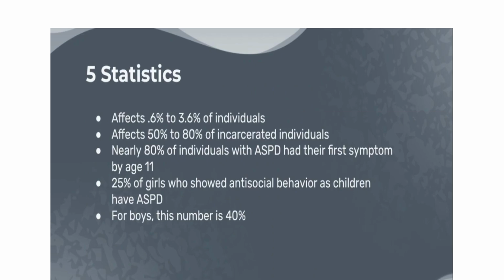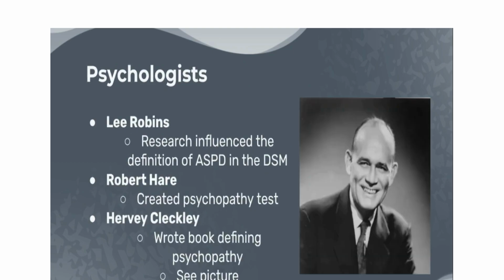Statistics. ASPD affects 0.6% to 3.6% of individuals. It affects 50% to 80% of incarcerated individuals. Nearly 80% of individuals with ASPD had their first symptom by age 11. 25% of girls who showed antisocial behavior as children have ASPD. For boys, this number is 40%.